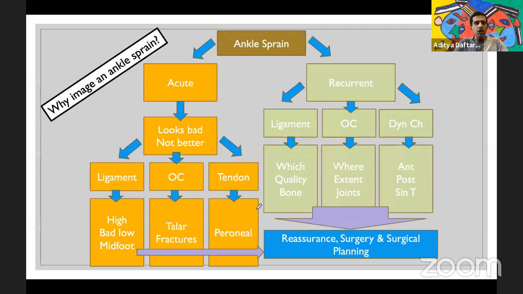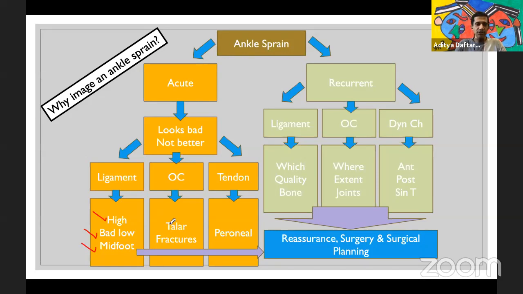Okay. So when we think about why image an ankle sprain, I think of two reasons. Either an acute ankle sprain, and usually in this case, it is because somebody had an ankle sprain and it looks bad, or it is not getting better as quickly as one might have hoped. And in this case, we're concerned about what the degree of ligamentous damage is. So which ligaments are involved? Is it the high ankle ligaments, or is it a bad low ankle ligament sprain, or are the midfoot ligaments involved? So that's the one question we're asking.